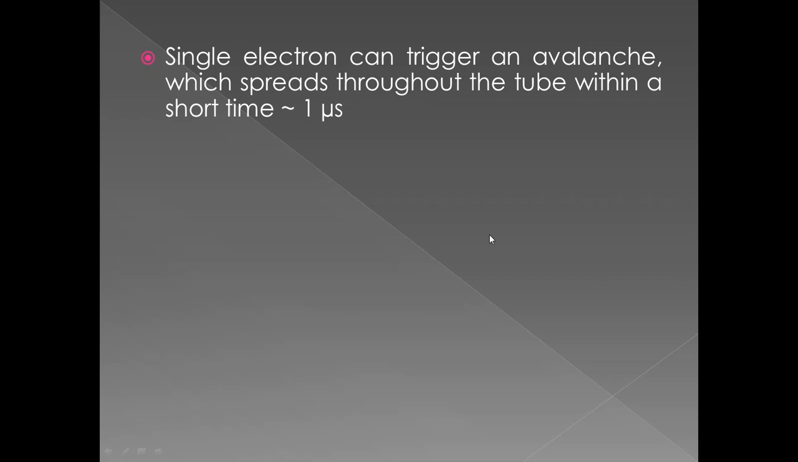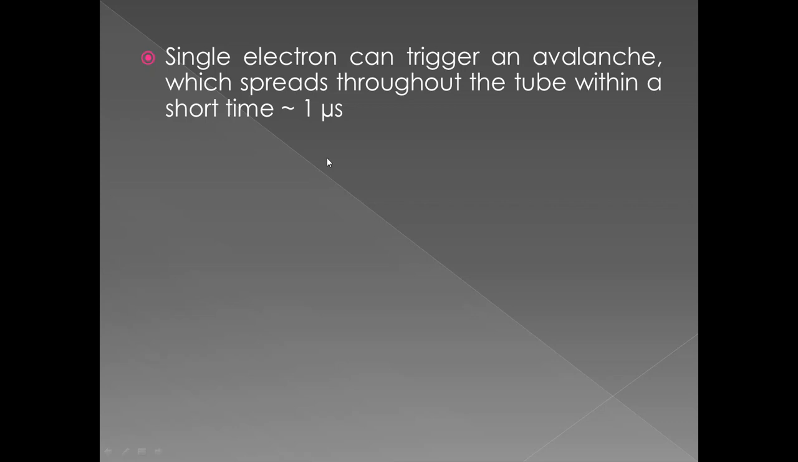As a result, a single particle entering the GM tube can trigger an avalanche, and the avalanche spreads rapidly throughout the entire volume of the tube within a short time of around 1 microsecond. Within this time, amplifications as high as 10 to the power 8 are reached. That means from 1 electron, or 10 to the power 1 electrons produced in a primary ionization, 10 to the power 8 electrons can be produced.